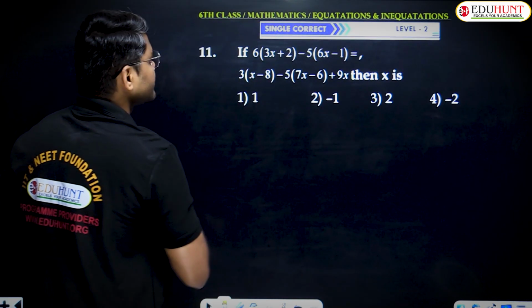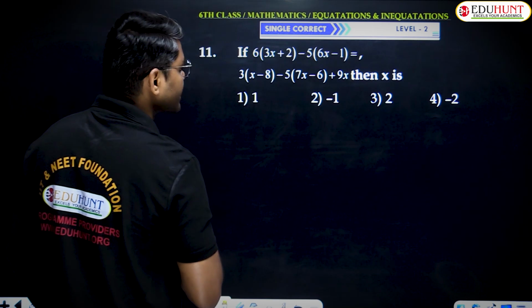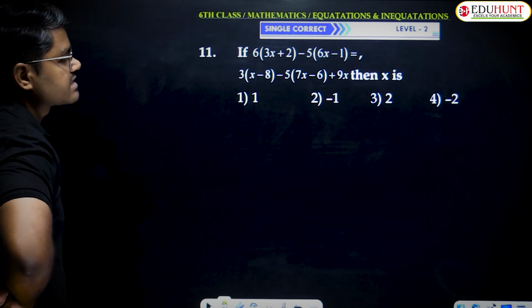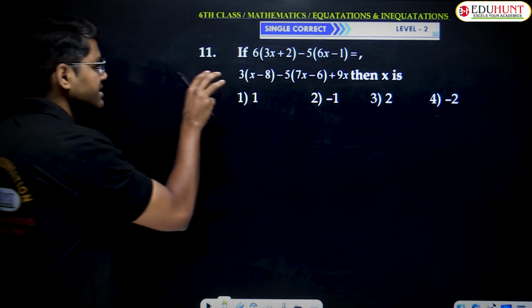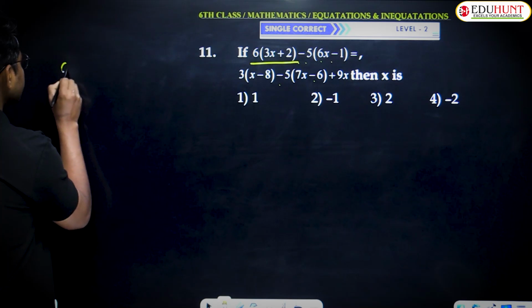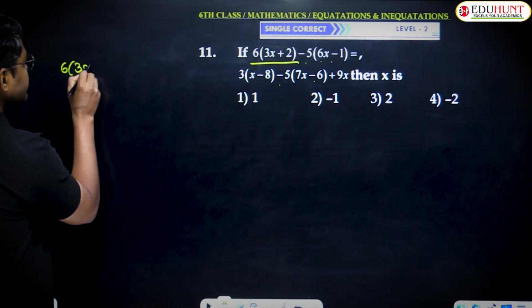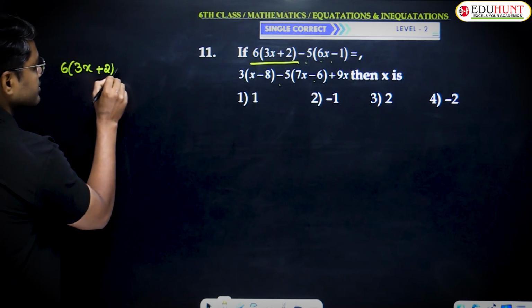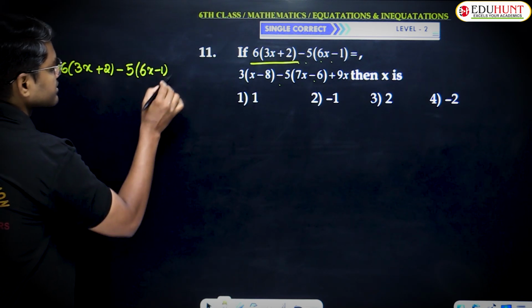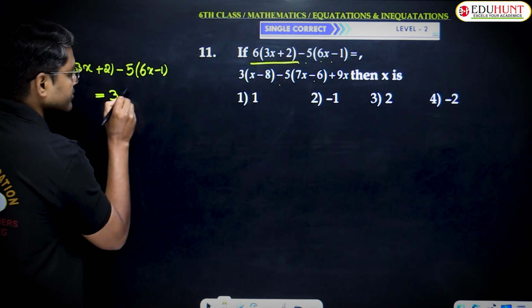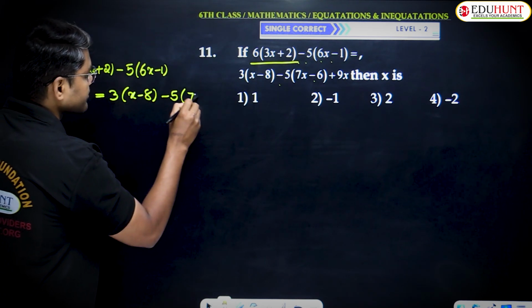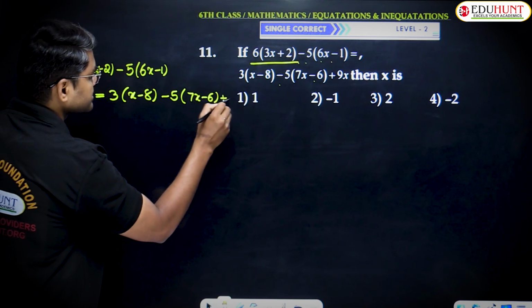If 6 into 3x plus 2 minus 5 into 6x minus 1 equal to 3 into x minus 8 minus 5 into 7x minus 6 plus 9x, then x is, we just have to solve this one, we will get the answer, x value. 6 into 3x plus 2 minus 5 into 6x minus 1 equal to 3 into x minus 8 minus 5 into 7x minus 6 plus 9x.